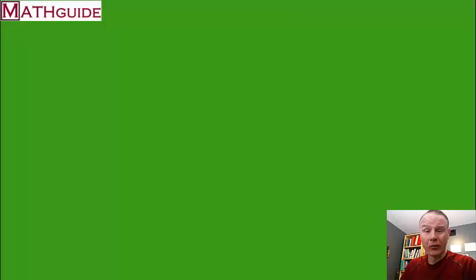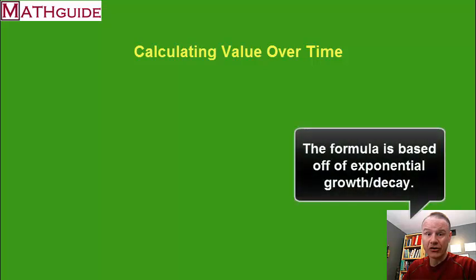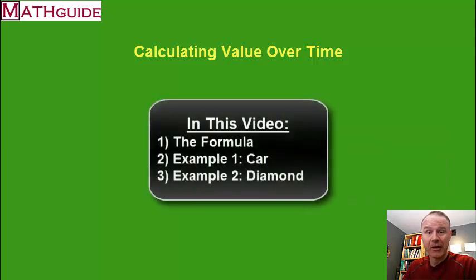In this video, we're going to talk about how to calculate the value of items over time. This requires the use of a formula, and it's based off of exponential growth or decay. So the sections in this video are, well, the first section we're going to talk about what the formula is and what the variables stand for.